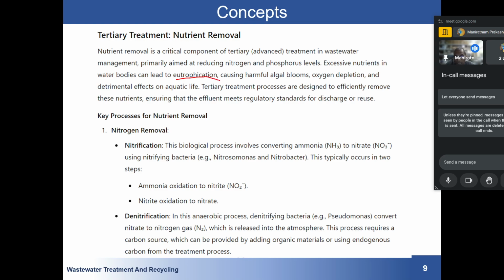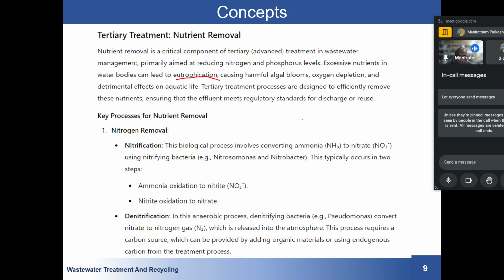So that's why you should know that. And what is eutrophication? That is the growth of algae, causing harmful algal blooms, oxygen depletion, and detrimental effects on wastewater and aquatic life. So what will happen is that due to the presence of nitrogen and phosphorus, once these algae have grown in the river or lake, they will start consuming all the dissolved oxygen.